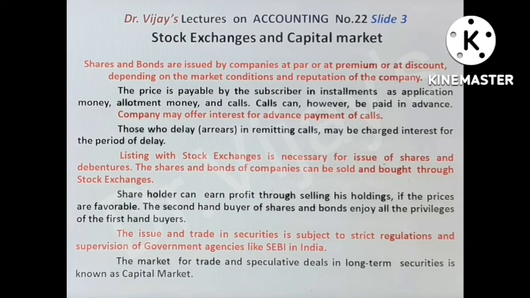Please read it. Shares and bonds are issued by companies at par or at premium or at discount depending on the market conditions and reputation of the company. The price is payable by the subscriber in installments as application money, allotment money, and calls. Calls can, however, be paid in advance. A shareholder, if he wants, can pay the calls in advance before the company actually makes the call. Company may offer interest for advance payment of calls. Those who make delays in remitting calls may be charged interest for the period of delay.